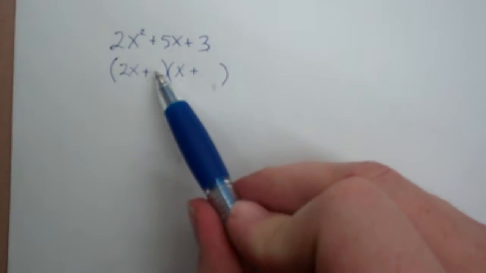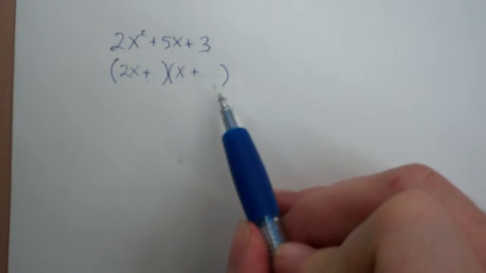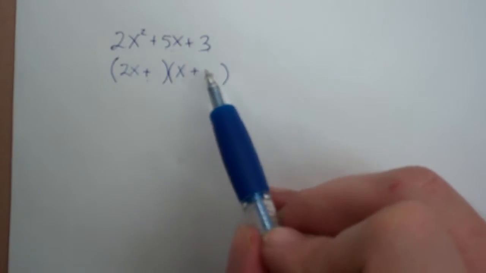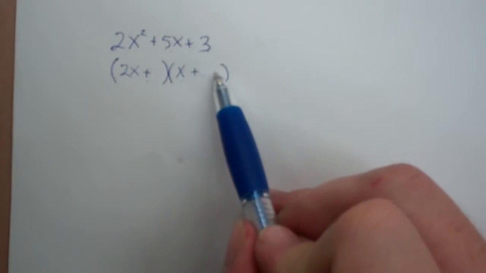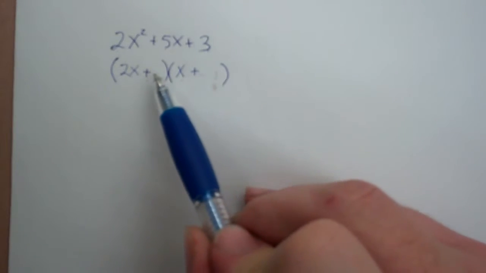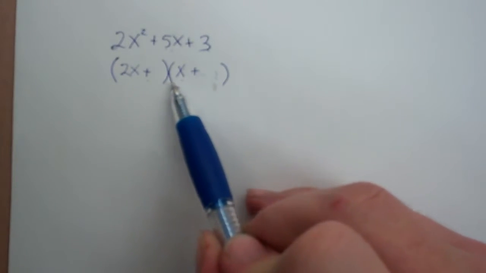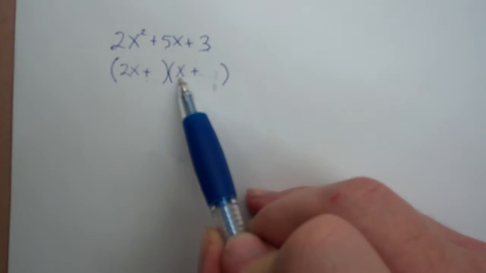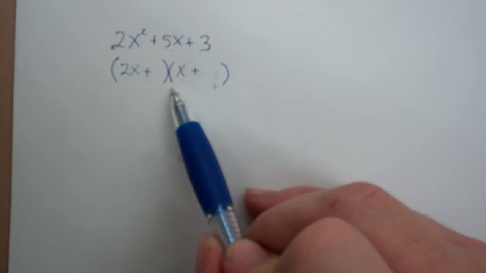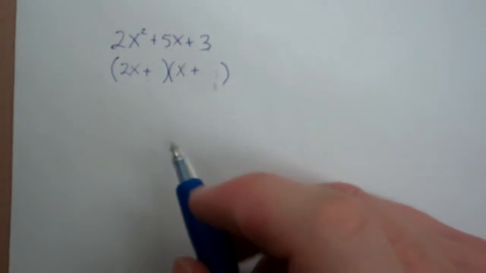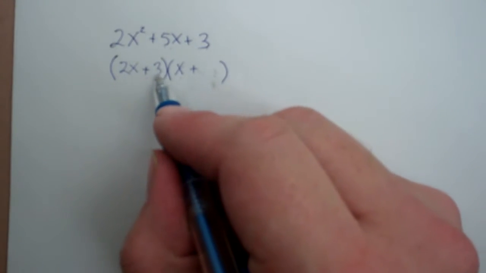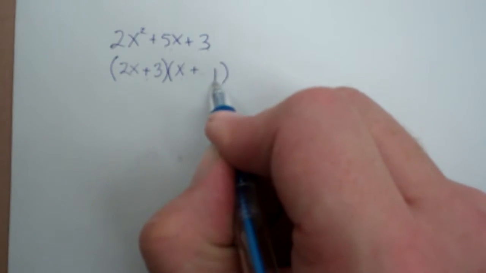Let's try it the other way. Let's put the 3 there and the 1 there. If the 1 is there, we would have 2x times 1 would give us 2x. 3 times x would give us 3x. 2x plus 3x is 5x, so that is the way that it should be. We put the 3 there, and we put the 1 there.